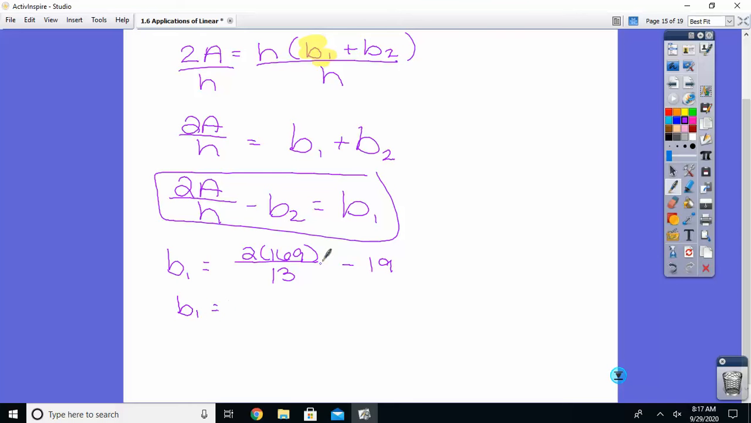So if we solve that, we get b sub 1 to be 7. Is that what you guys got? You don't trust me, really, right? You're going to double check the math. 7 inches? Okay.